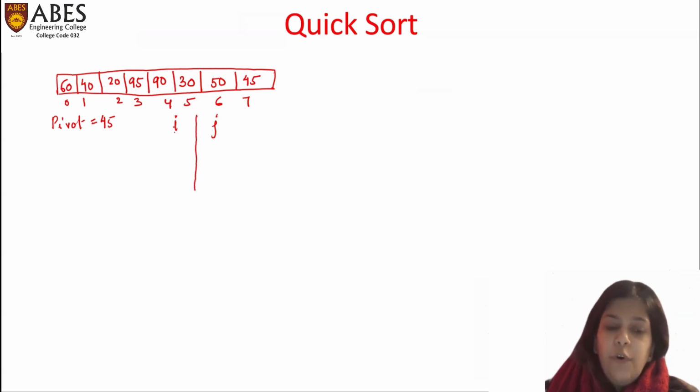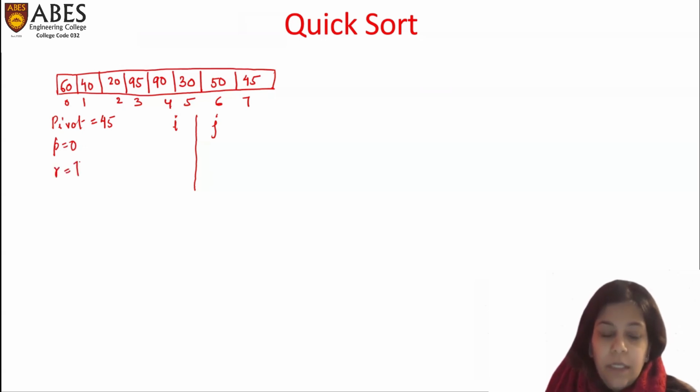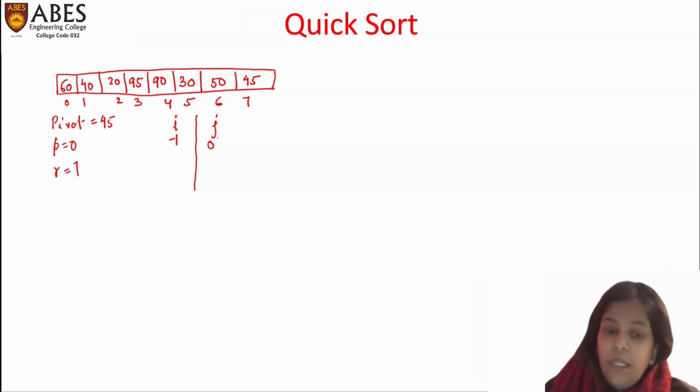Now, first of all, I will be keeping this i as lower bound minus 1. Suppose the lower bound is given by p, which is here equal to 0, and the upper bound is given by r, which is here equal to 7. So, at the beginning, I will set i to the lower bound minus 1. That means it will store the value of minus 1. And j will start from 0 till the last element.